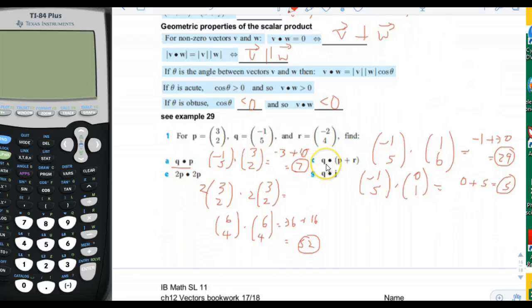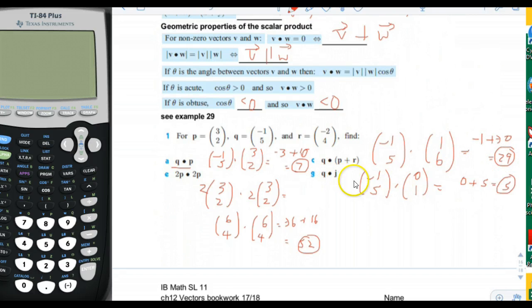Now C, we're going to take the q vector and dot it with p plus r. P plus r is just this plus this, so it would be equivalent to (1, 6). So we're going to dot (-1, 5) with (1, 6). We multiply -1 times 1, we get -1. We multiply 5 times 6, we get 30. And we add those two together, we get 29.